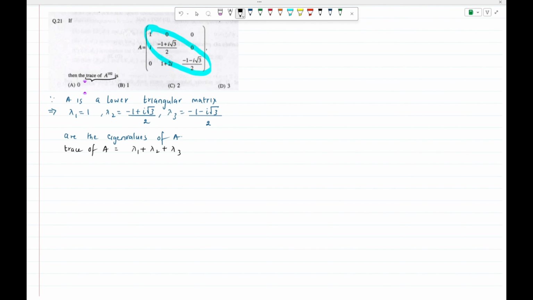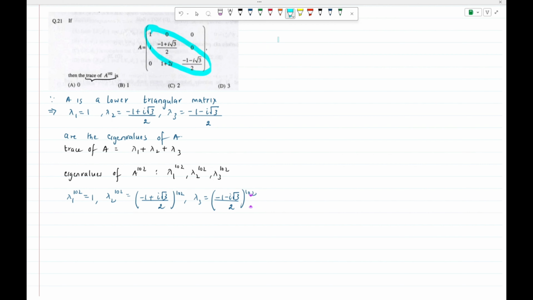Since the eigenvalues of A are lambda 1, lambda 2 and lambda 3, the eigenvalues of A raised to 102 are going to be lambda 1 raised to 102, lambda 2 raised to 102 and lambda 3 raised to 102. So it's not difficult to see that these eigenvalues are 1, then lambda 2 raised to 102 is going to be ((negative 1 plus i root 3) over 2) raised to 102 and lambda 3 is going to be ((negative 1 minus i root 3) over 2) raised to 102.